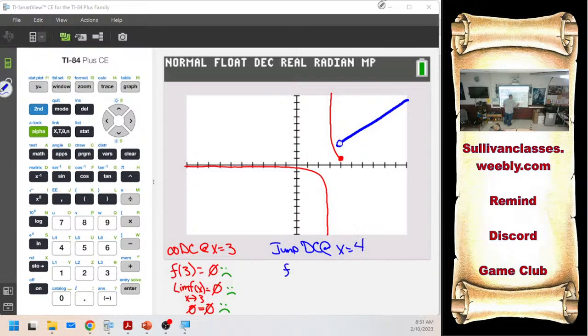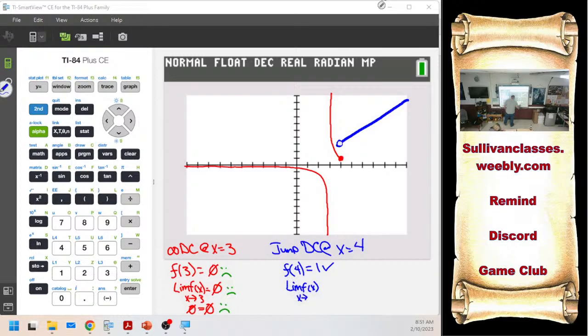And I'll test. Function of 4. Do I put it in the first rule or the second rule? Second rule, right? Because it says or equal to. Plug in a 4, I get 1 over 4 minus 3, which is 1. It exists. Yay. But then I go to find the limit.